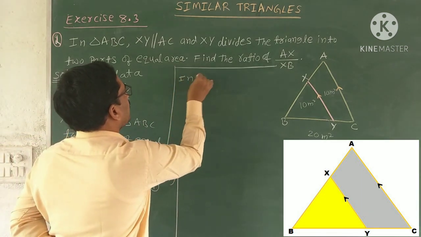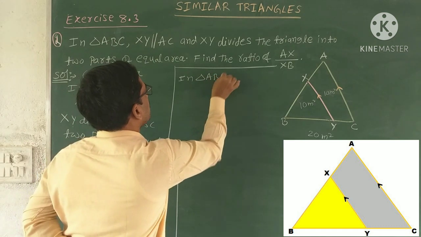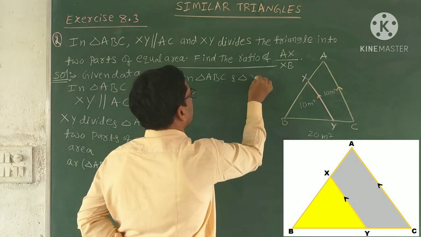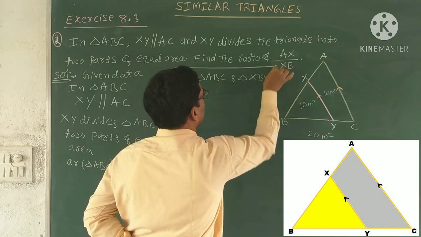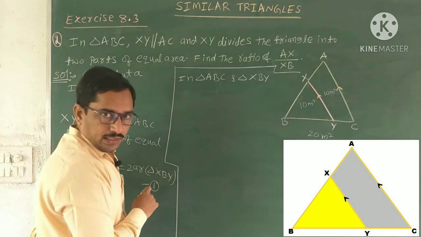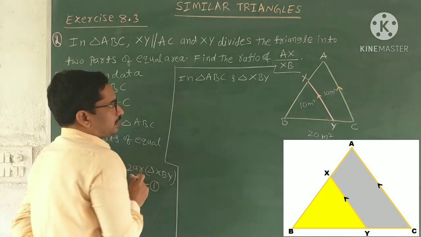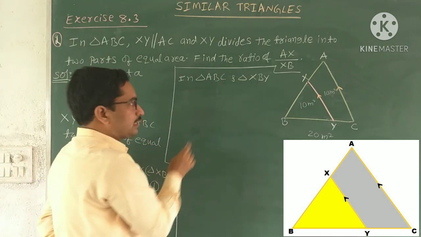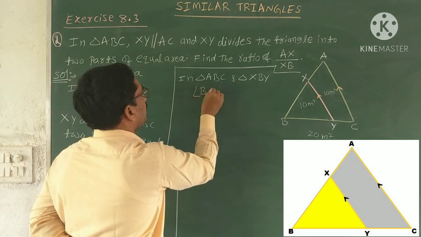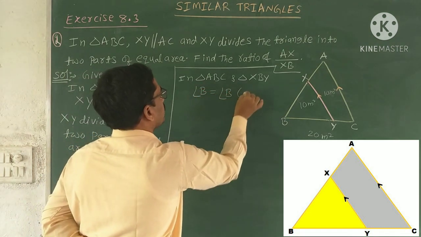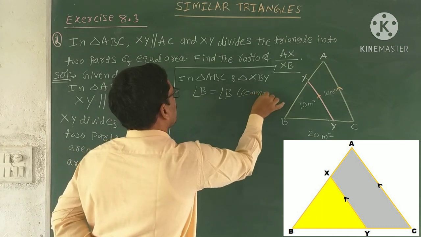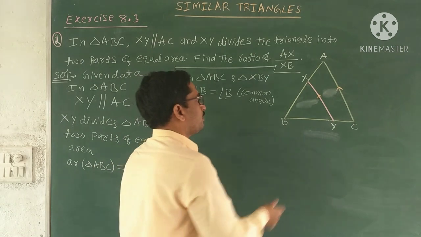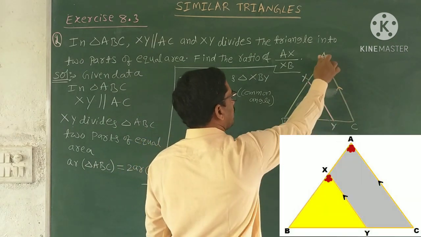Now in triangle ABC and triangle XBY, compare the angles. We have to prove these two triangles are similar. See how to prove. Observe the letter B. B is the same in both triangles, so angle B equals angle B. This is a common angle. See, select one more angle. Use the concept of parallel lines, XY parallel to AC.